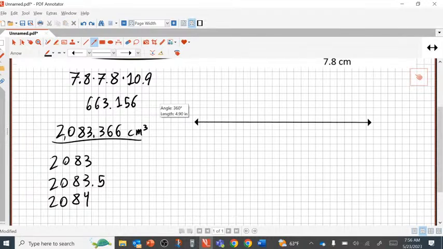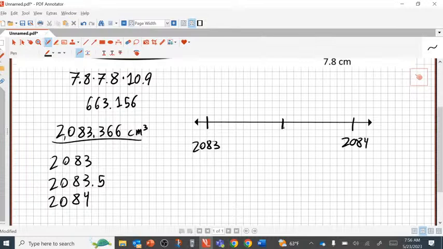If you imagine a number line, here's 2083, here's 2084, here's 2083.5. What is halfway in between 2083 and 2083.5? I'm hearing somebody say it. Can they raise their hand and say it? Yeah, go ahead, Atlas.